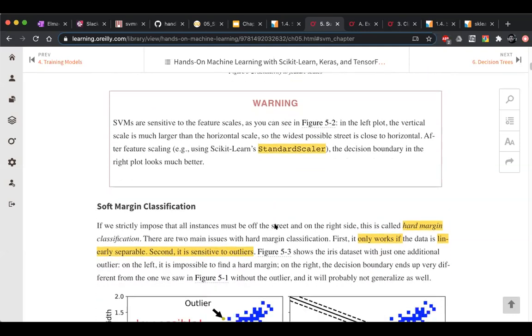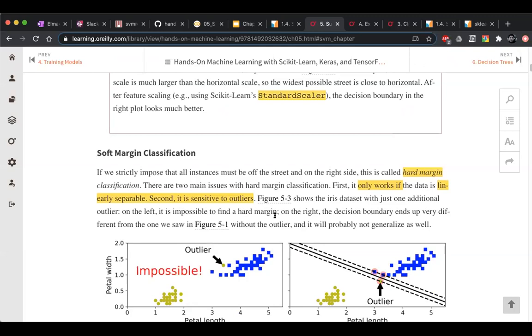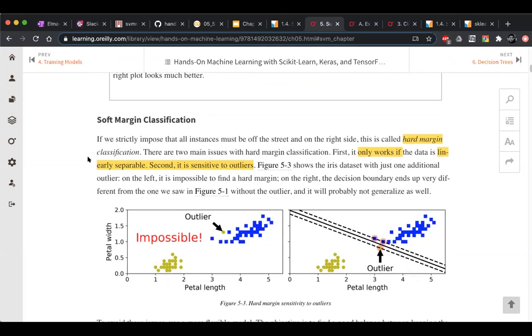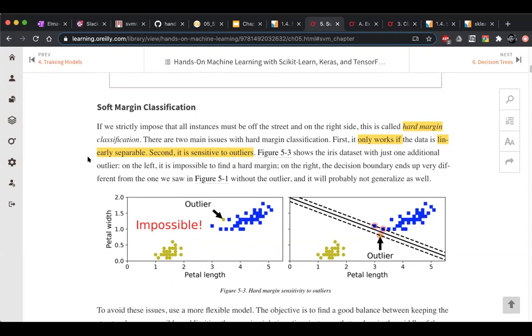Now he is going to tell us about the concept of soft and rigid margins. Let's first talk about rigid margins. What was our goal? Our goal was to fit a street without violation. We are super strict about that. So if our model sees such data, it's looking at where it should put that street to account for this outlier. It's impossible. It can't, because it's so rigid and we set the rules, so it can't do it.